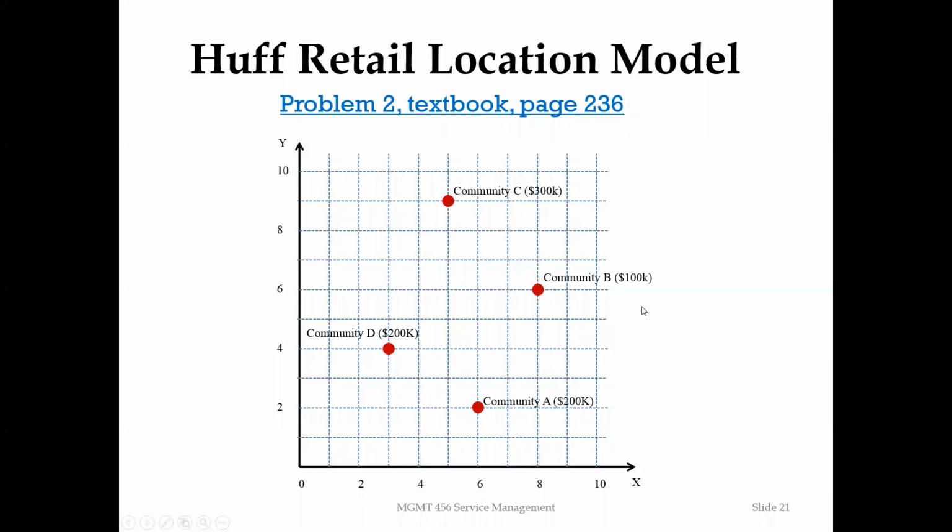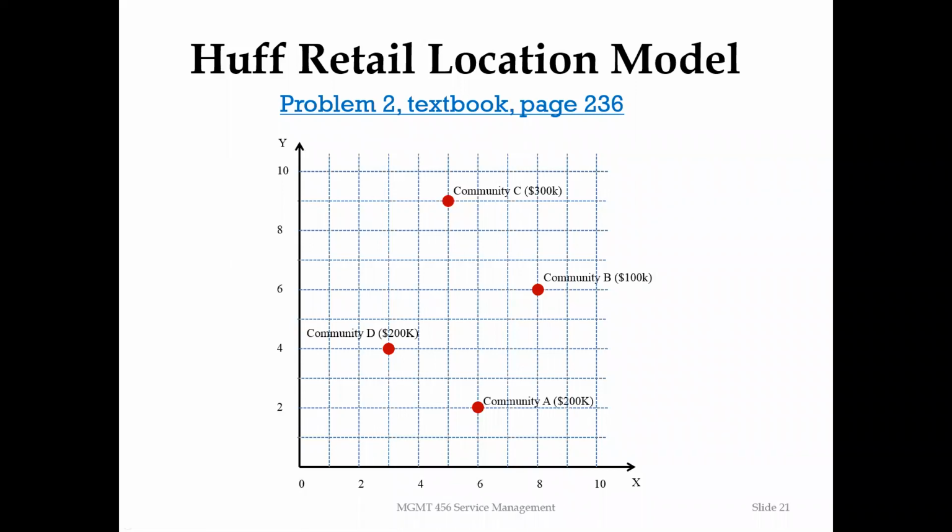So if you look at the map, there are 4 customer areas. It will be A, B, C, and D. So 4 customer areas, and we also have the total expenditure for each customer area. For example, in community A, the total spending will be about $200,000. For community B, $100,000. Community C, $300,000. And community D is $200,000. So that's the total expenditure spending on shopping.